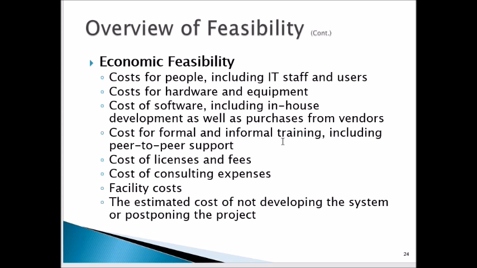Cost for formal and informal training, including peer-to-peer support. So, like I said, you're going to have to teach them how to use the new system. Cost of licensing and fees. Costs of consulting expenses. There's always a consultant when you're dealing with a vendor that will address your specific needs. Facility costs. And then you also have to consider the cost of not developing the system or postponing the project. So a lot of times, again, students can't receive financial aid because the project was postponed and the upgrades weren't done, that's not okay.